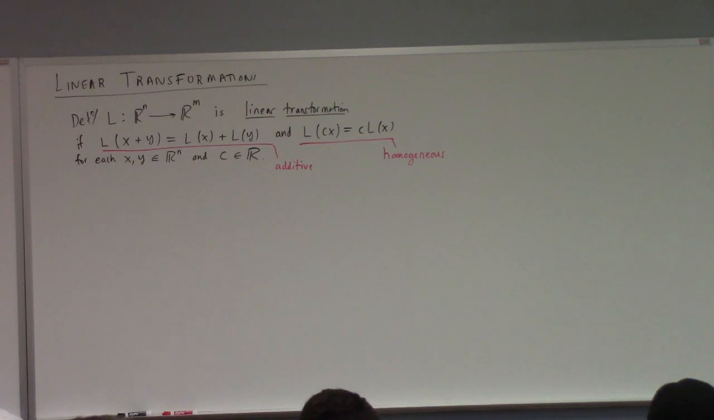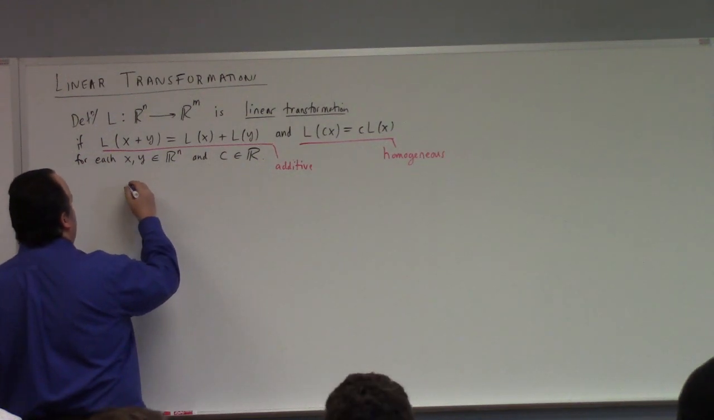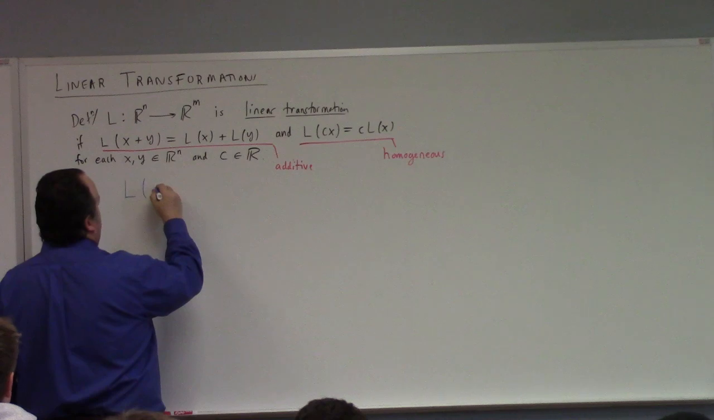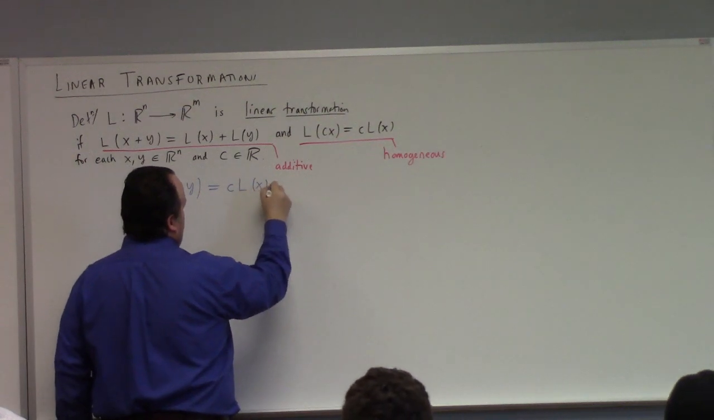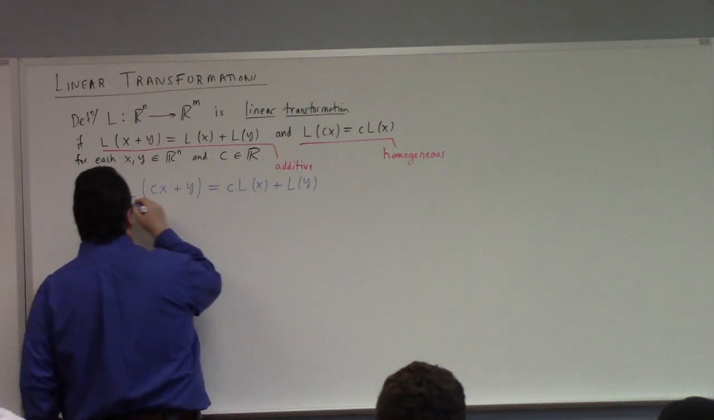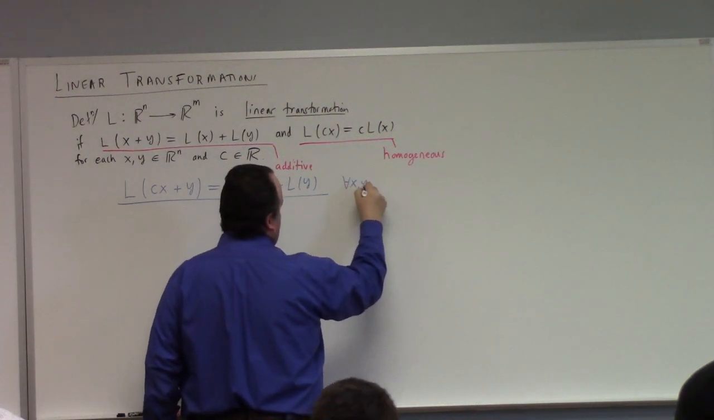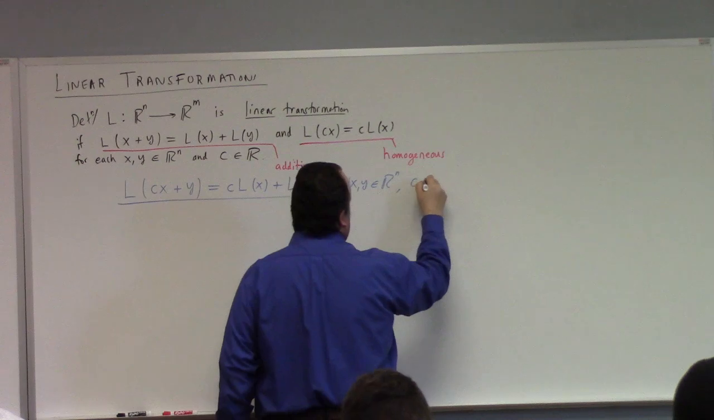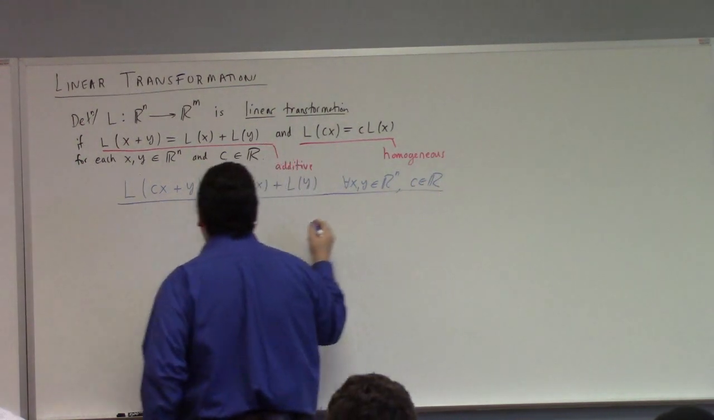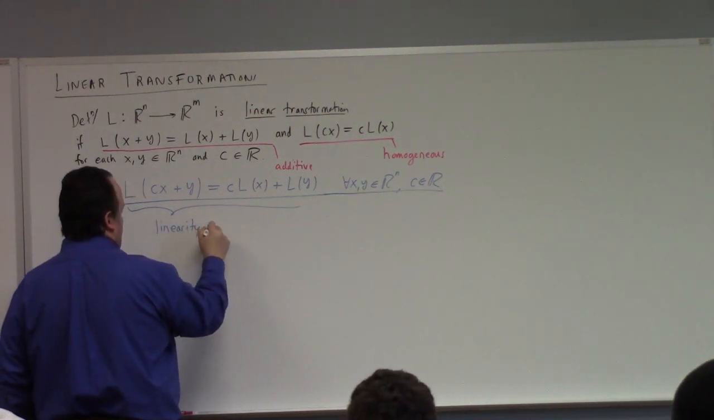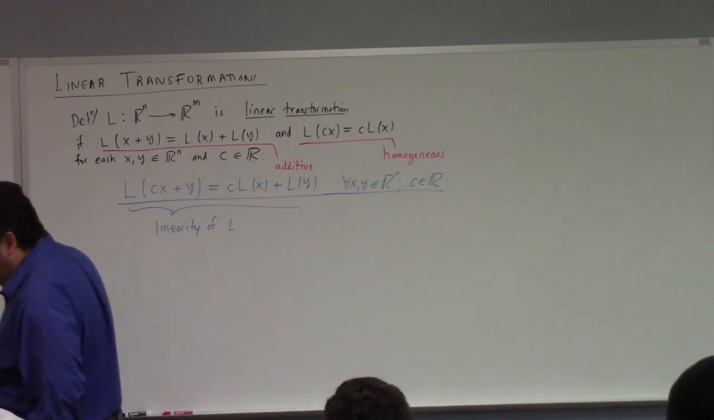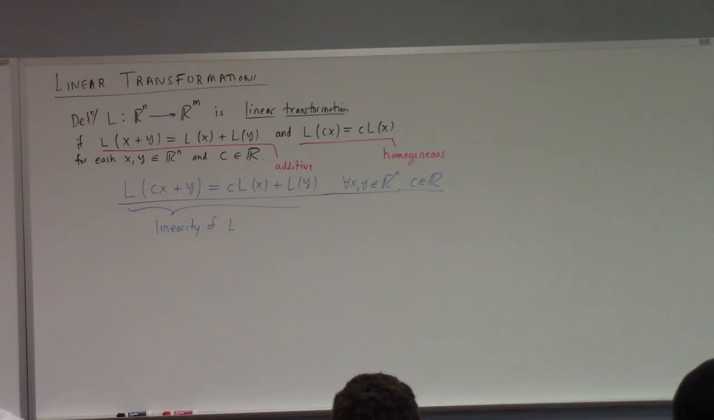If you put these two things together, I just say you have linearity. So it would suffice to check the following: L of cx plus y is equal to c L of x plus L of y, for all x and y in Rn and c in R. This right here, I would just refer to as linearity of L.